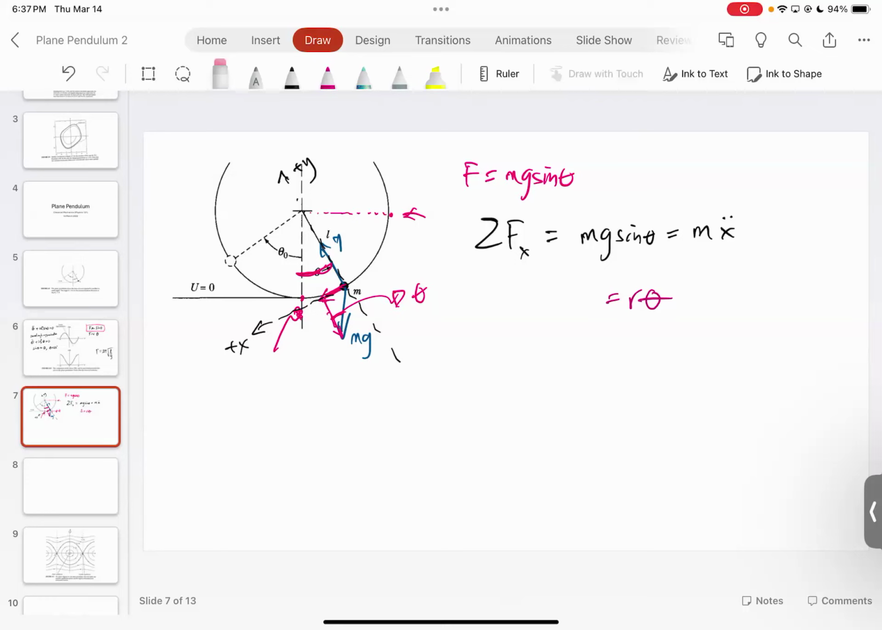Are you all following? Let's just make this x, since x is what we used for linear. And of course, if you take the derivative of that with respect to time, and r, are you with me?